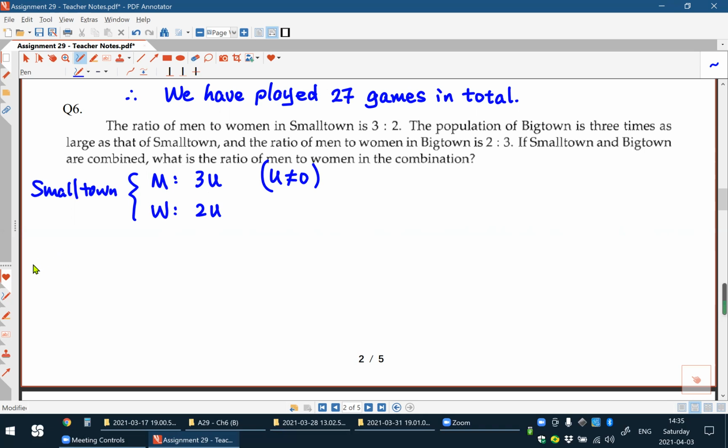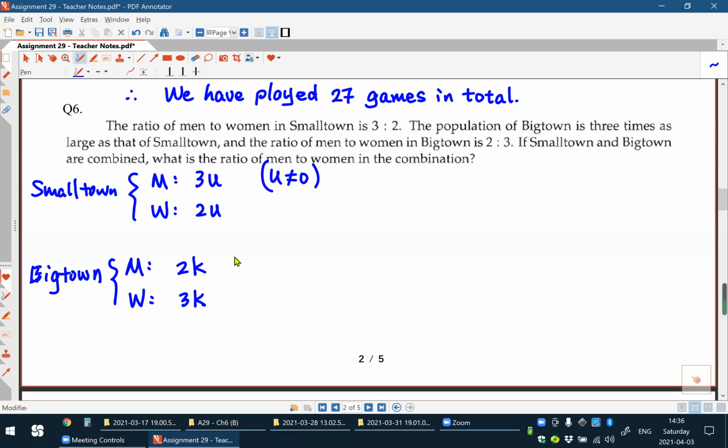And we also know that in the big town, the ratio of men to women is 2 to 3. So suppose there are 2K men there. The women must be 3K, right? Because it says here, the ratio of men to women is 2 to 3. Again, 2 to 3 does not mean there are only 2 men and 3 women. Instead, there should be 2K men and 3K women. Only in this way you can ensure the ratio is 2 to 3.